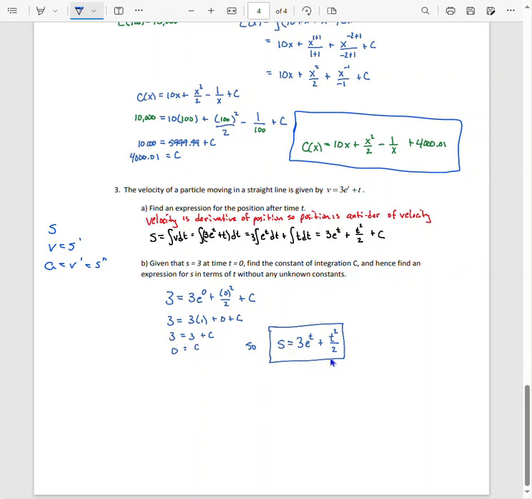And so my position expression is 3e to the t plus t squared over 2 plus 0 if you feel like writing it, but not entirely necessary at all.